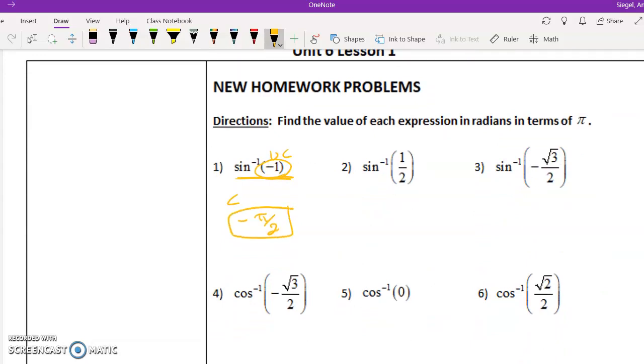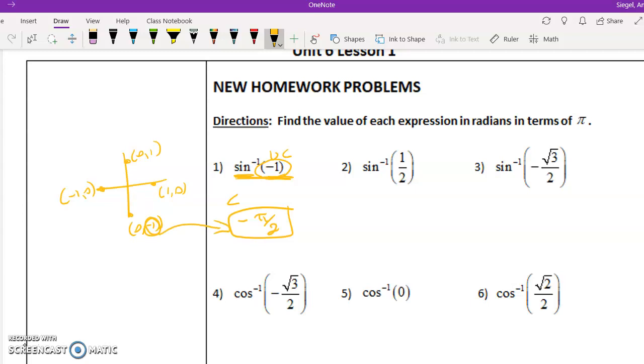So negative 90 degrees. So let's think about that. So where on the unit circle is sine -1? So where on the unit circle is y -1? So this is 1, 0. Nope. This is 0, 1. Nope. This is -1, 0. And this is 0, -1. So that's where that is. So it's going to be negative pi over 2.